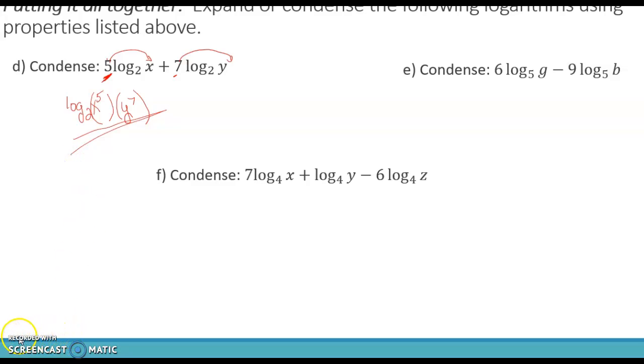All right, try E. For this one, they're being subtracted, so that means they're being divided. They both have the same base, so we said log base 5. We took the 6 and made it the exponent of the G, and the 9 the exponent of the B. We can't forget that the G goes on top because he's first. All right, try F.